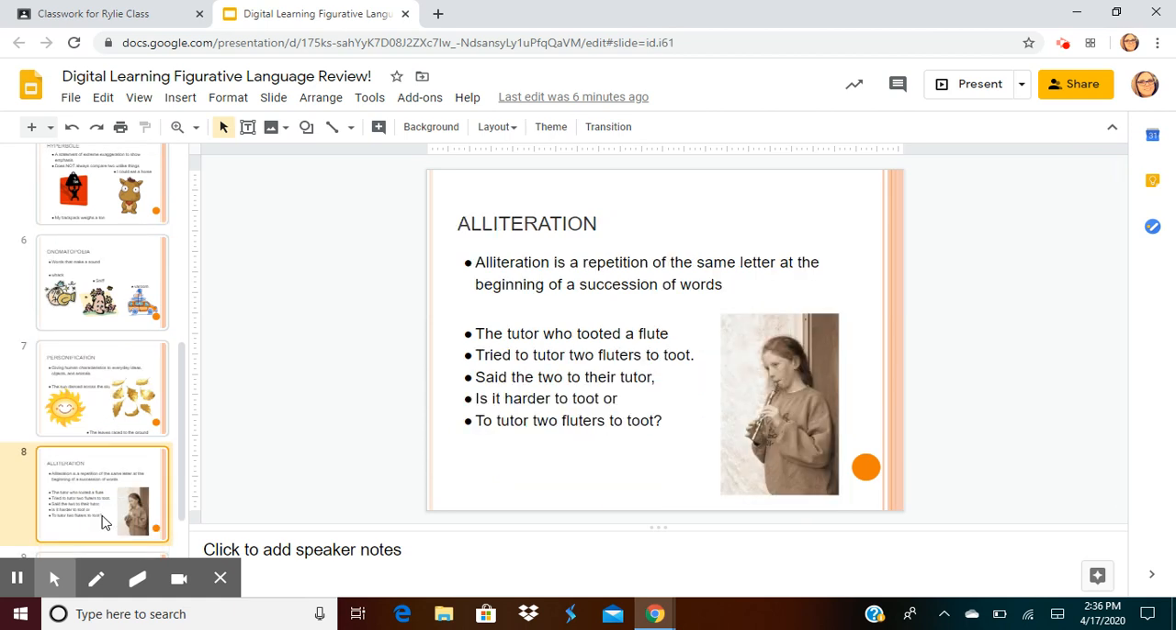Alliteration. Alliteration is a repetition of the same letter at the beginning of a succession of words. For example, the tutor who tooted a flute tried to tutor two fluters to toot. She said to their tutor, "It is harder to toot or to toot two fluters to toot." Yeah, I totally messed that up. Maybe you guys can do it better.